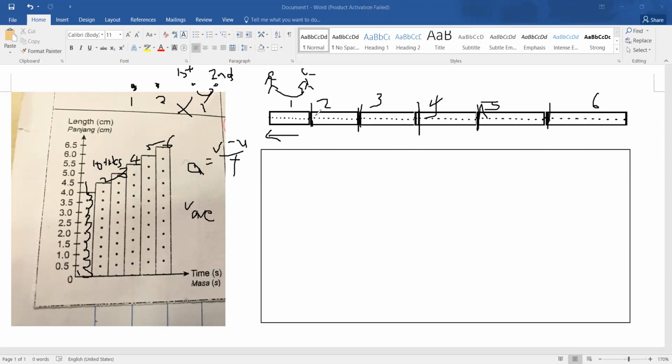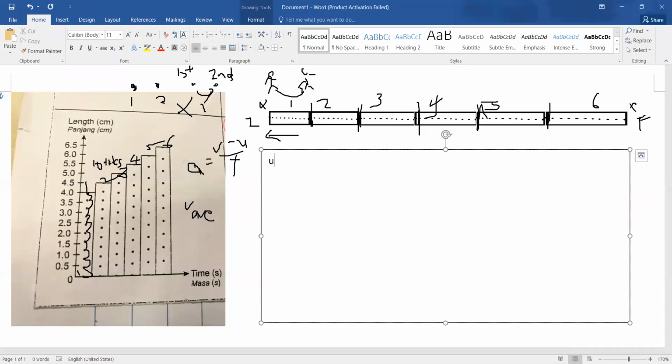What you need to know is where the beginning point is. Very simple, always see the direction of motion. If the direction of motion is moving to the left, that means this is the initial point, and the final point is here. All right, we have to find U. U is the initial velocity. So how do we do it?